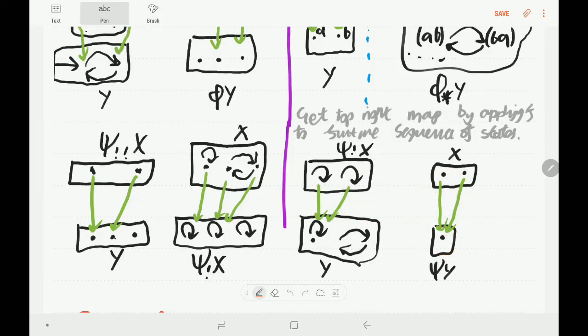The first thing I should say is about this picture at the bottom right. At the very far right, we have an arrow in the category of sets. We have this set of two elements called x, and this other set of one element called psi of y. Here's an arrow in the category of sets, and here's an arrow in the category of dynamical systems.